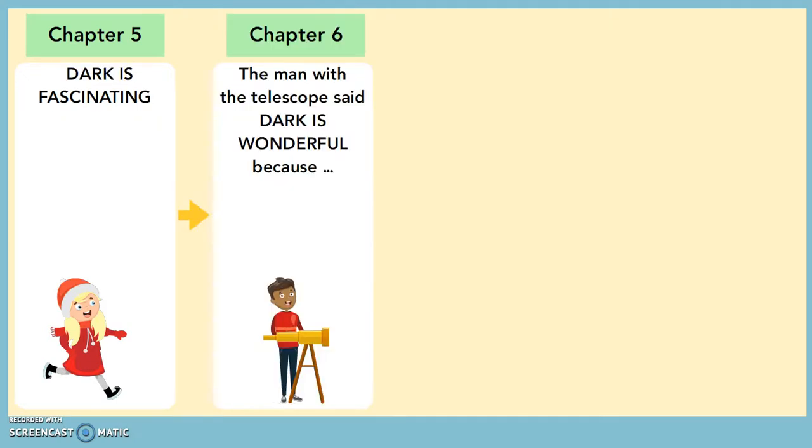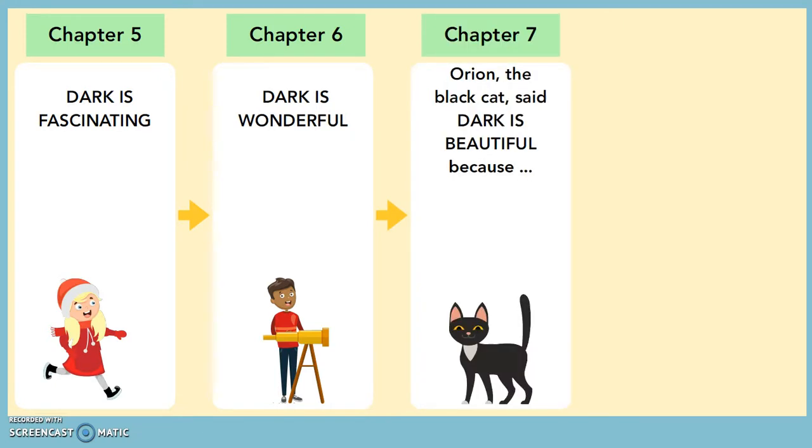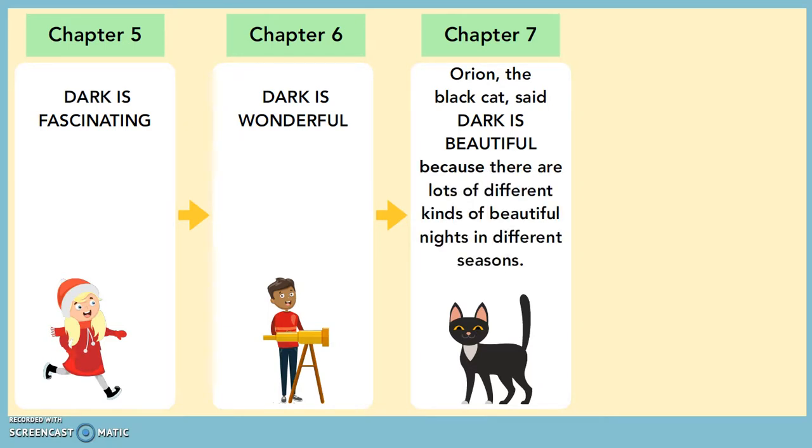In chapter 6, the man with the telescope said dark is wonderful, and this was because of all the stars and constellations you can see and study. And in our final chapter, that chapter where Plop goes from a day bird to a night bird, Orion the black cat said dark is beautiful because there's lots of different kinds of beautiful nights in all the different seasons.